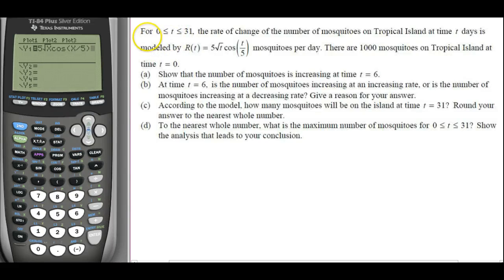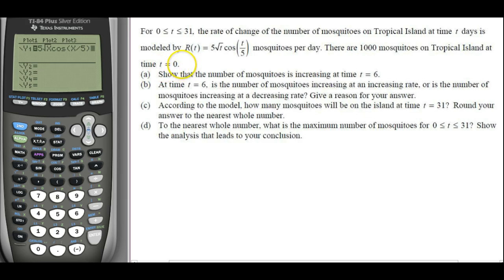All right, moving on to the next AP question. For times t between 0 and 31, the rate of change of the number of mosquitoes on tropical island at time t days is modeled by r of t equals 5 radical t cosine of t over 5 mosquitoes per day. There are 1,000 mosquitoes on tropical island at time t equals 0.